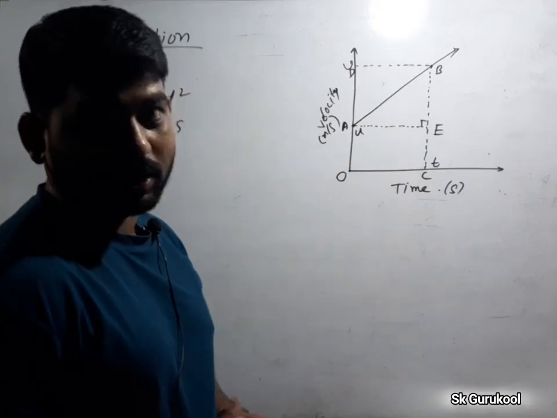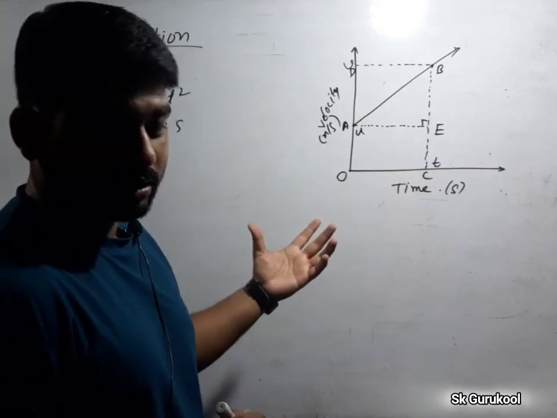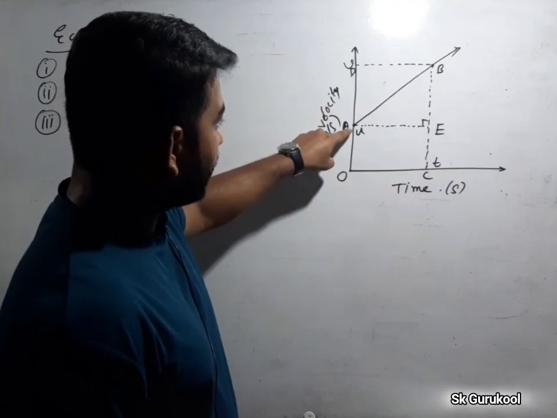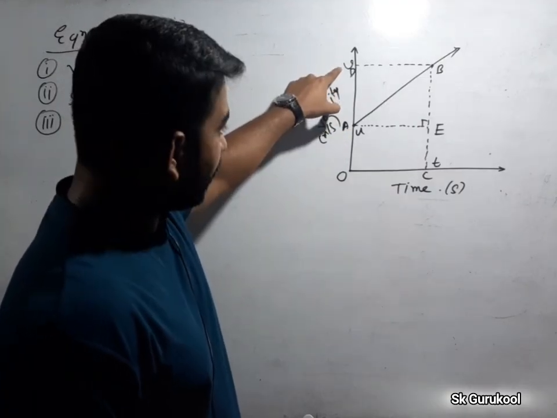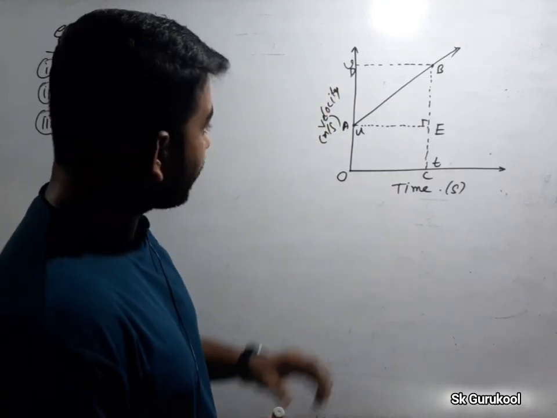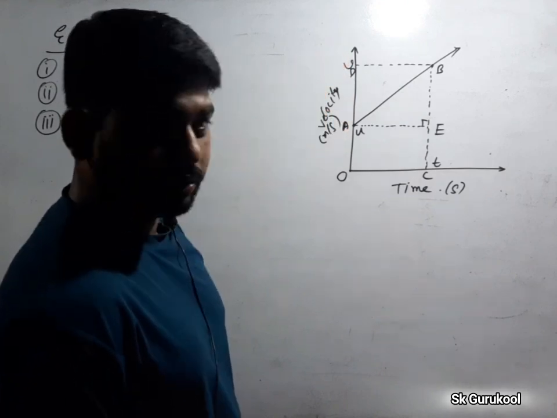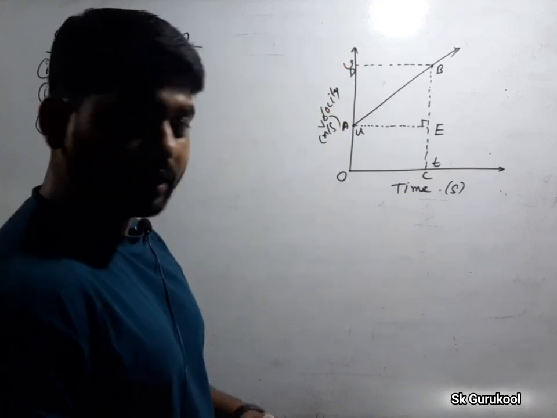Which part is representing the change here? Velocity change. Which part is representing the velocity change here? See, it is u and it is v. How much does it change from u to v? This part increases from u to obtain v, okay.